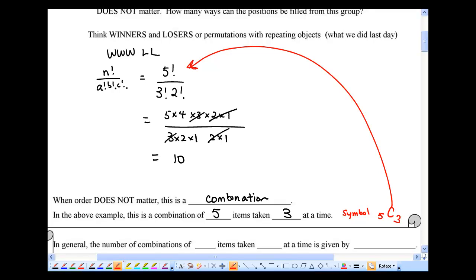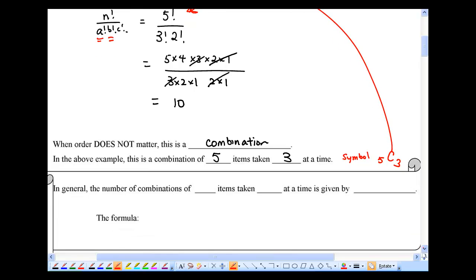Now, let's see if we can generalize this, okay? Because in these cases, there's always only 2 possibilities. You only have a winner and a loser, okay? So we only have A and B. There's no C, D, E, F, G's, and all that kind of stuff. So in general, the number of combinations of n items, so that's like the 5, taken r at a time, is given by this symbol nCr. And there's a formula for this symbol, nCr.